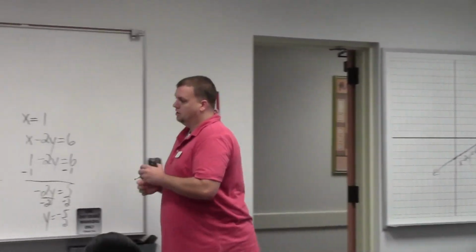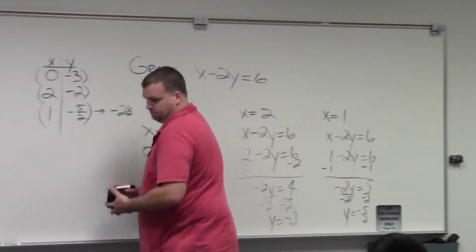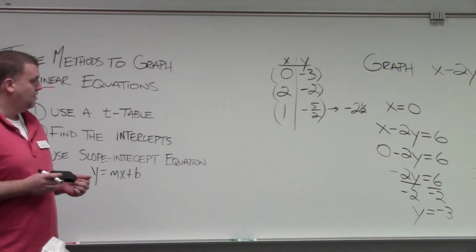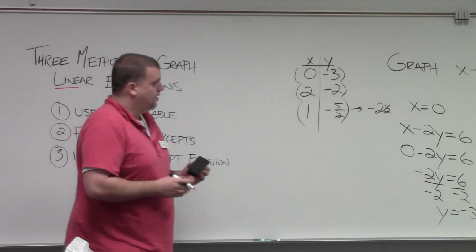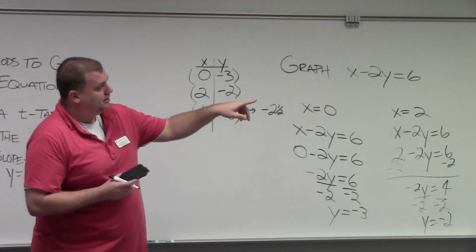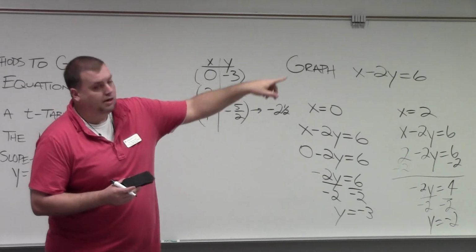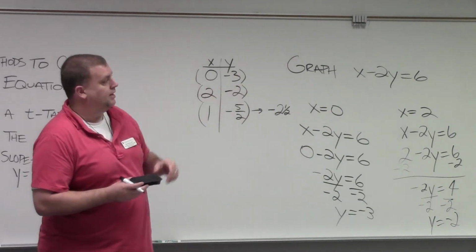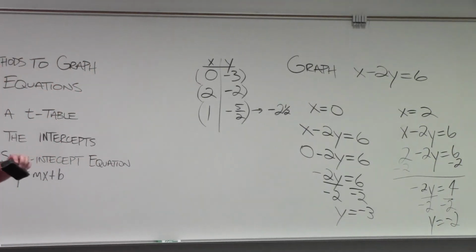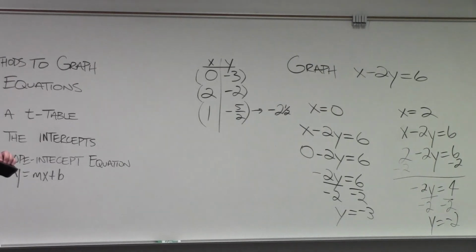So, let's try another one. Any questions on that? If we would have picked other numbers, would that work too? If we would have picked other numbers, we would have got different points, but it still would have ended up on that line. And that third point, that's the 1 and negative 5 halves? Yeah, 1 and negative 5 halves, which is negative 2.5. So I went down 2 and then halfway between 2 and 3.